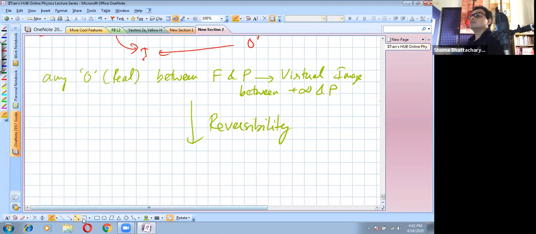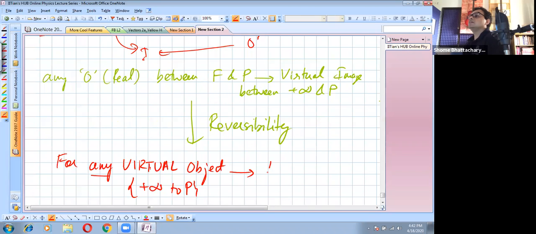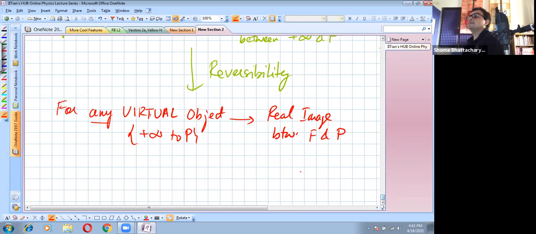And you will understand that for any virtual object, because we are covering the entire virtual space over here, we are covering the entire virtual space here. So any virtual object, okay, from plus infinity to pole, we get a real image. Okay, between only these two, between focal point and pole. And that real image will be inverted. Oh, sorry, it will be upright.